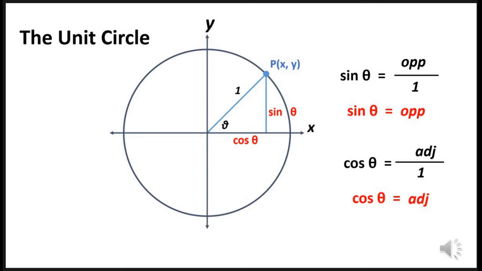So by simply using a circle with a radius of 1, called the unit circle, we have our first two identities. The opposite side of our right triangle is the sine of theta, and the adjacent side is the cosine of theta.